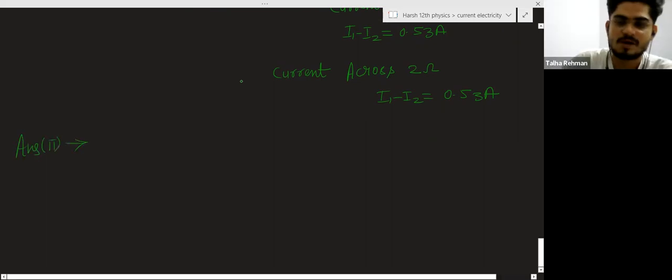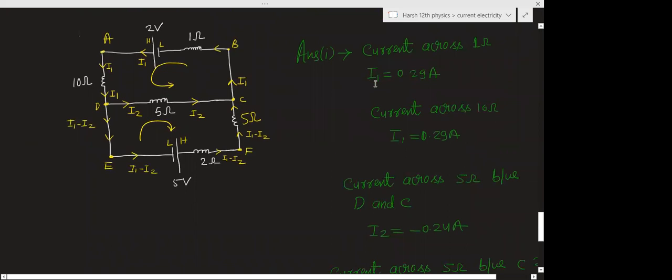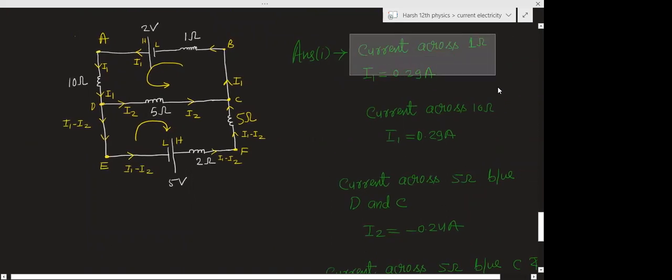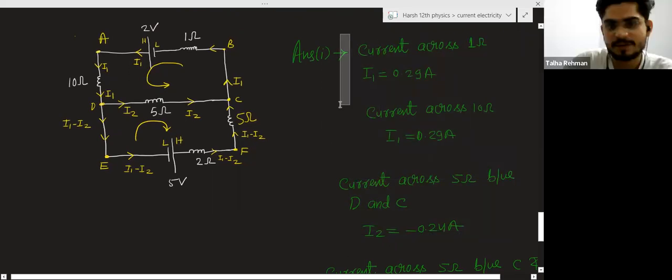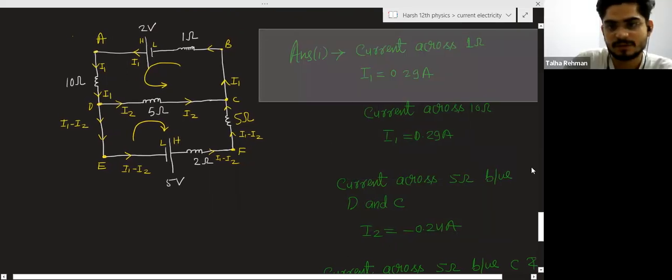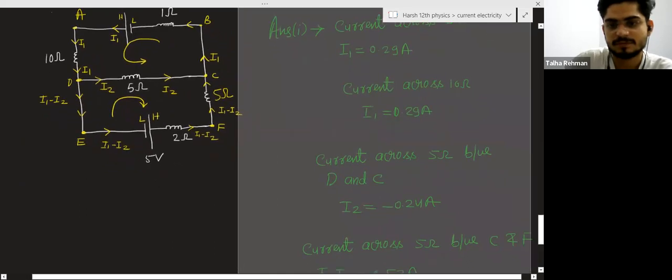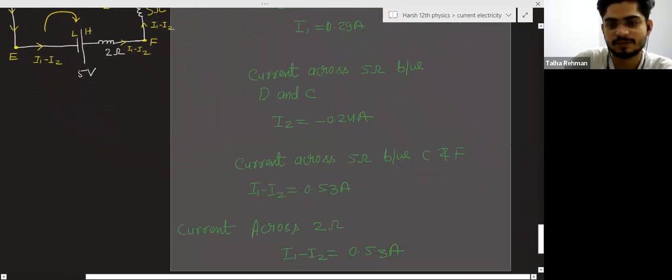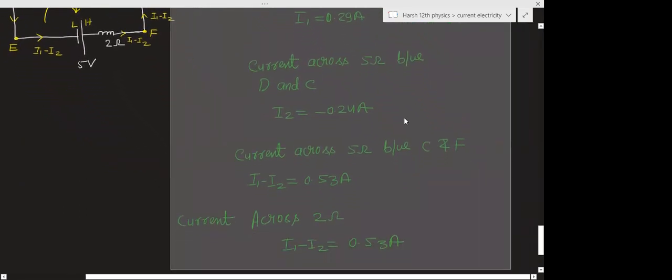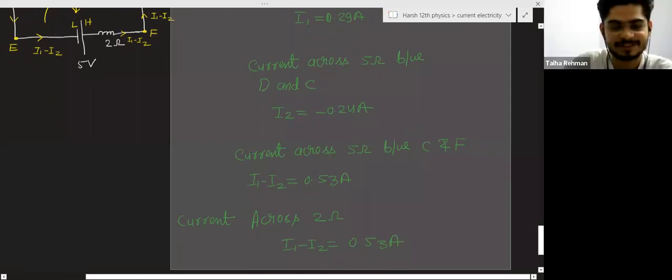Voltage across each 1 ohm resistor. So it will be 0.29 into... What I am going to do now? I'm just copying this. Instead of current, I will write voltage. But you have to write all the things.